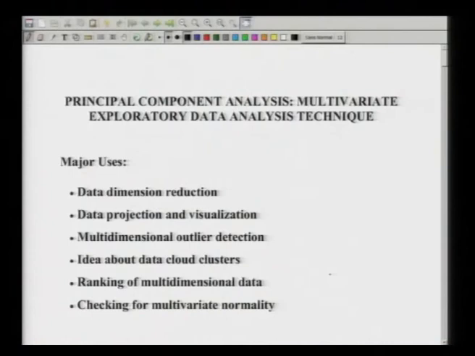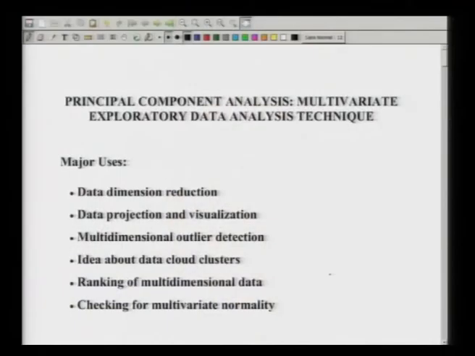Now, the reduction of data helps us in projecting the data and visualizing it. Once we are able to project the data, we can view certain other characteristics of the data, major of these being that we can see whether there is any outlier present in the multidimensional data, or if the observations are forming any groups. So, that is the idea about data cloud clusters. We can also rank the multidimensional data.